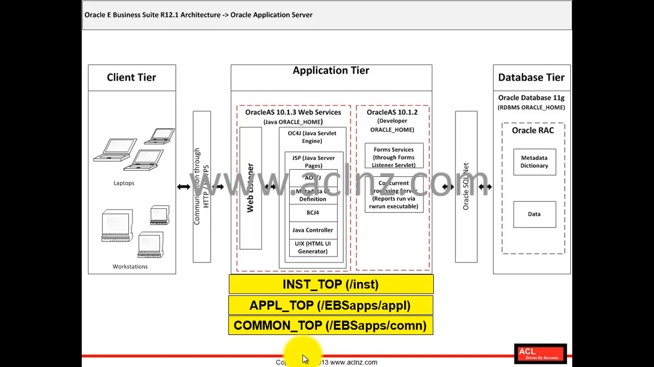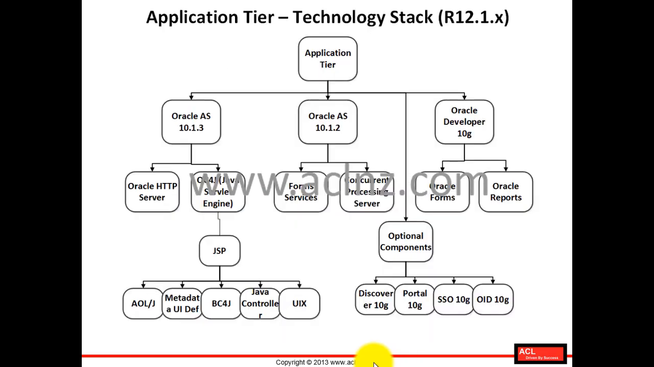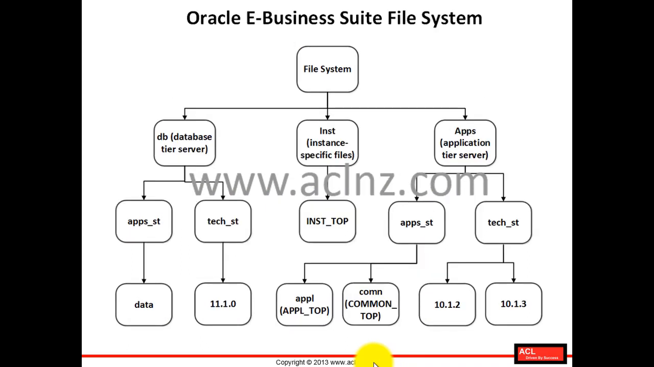Each APPL_TOP directory is associated with a single Oracle E-Business Suite database. You've got to remember that, which is very important. Then coming to COMMON_TOP, a COMMON_TOP directory contains files used by many different Oracle E-Business Suite products, which may also be used by third-party products. So coming to the directory structure, here is how it is. As you can see over here, you have a top directory for the database, a top directory for install top, and then a top directory for your applications.